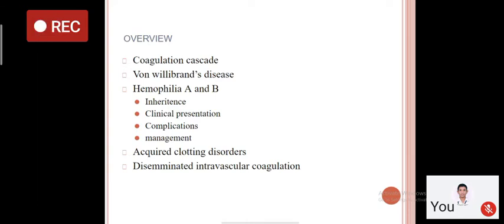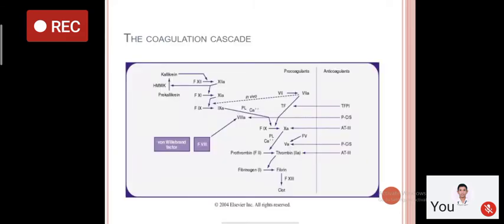we should know about the basic or the normal hemostasis, how it is maintained, and the common coagulation disorders, among which the most common one is von Willebrand disease, though the severity is not very much in this condition. Other important conditions are hemophilia A and B, which we will discuss today in detail. Certain acquired clotting disorders are also discussed today, and something about disseminated intravascular coagulation.